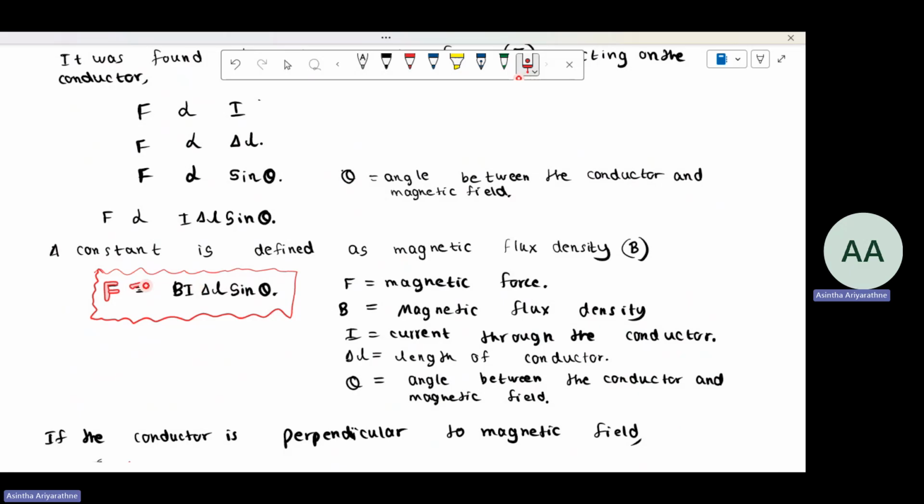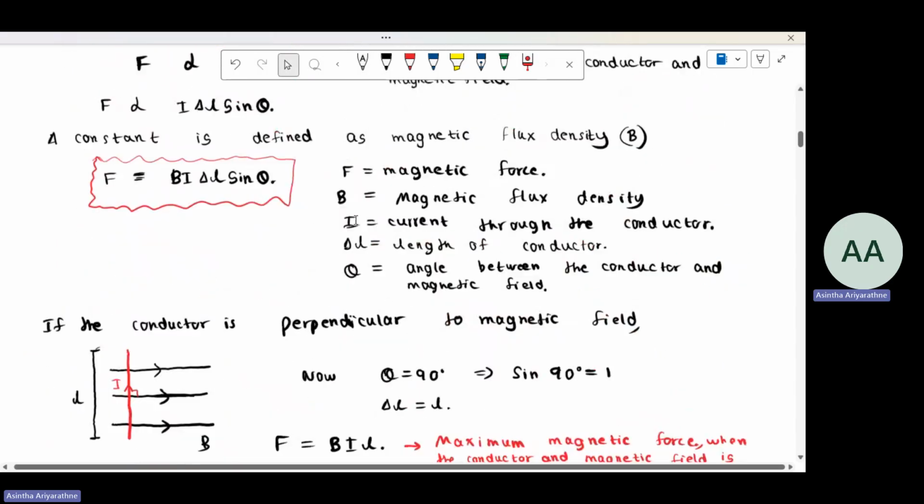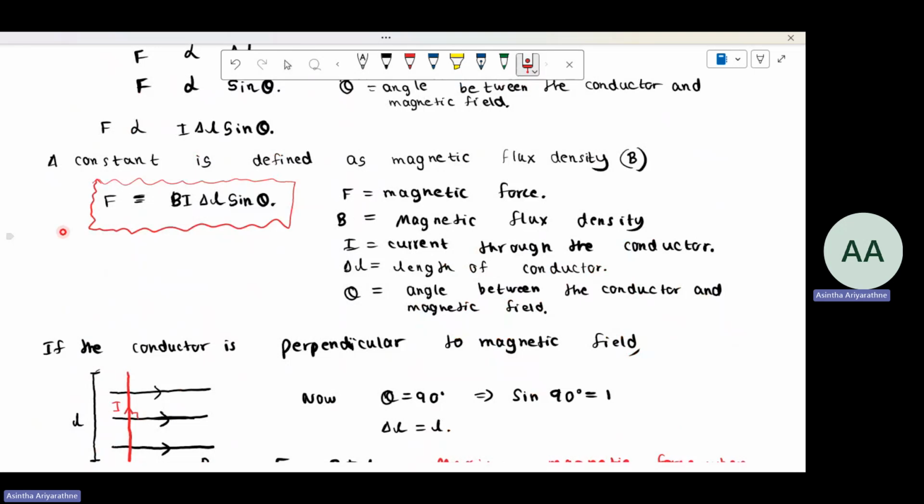Which can be found by F equals B I delta L sine theta. B is called the magnetic flux density, and the unit is Tesla. I is the current through the conductor. Delta L is the length of the conductor. Theta is the angle between the conductor and the magnetic field.